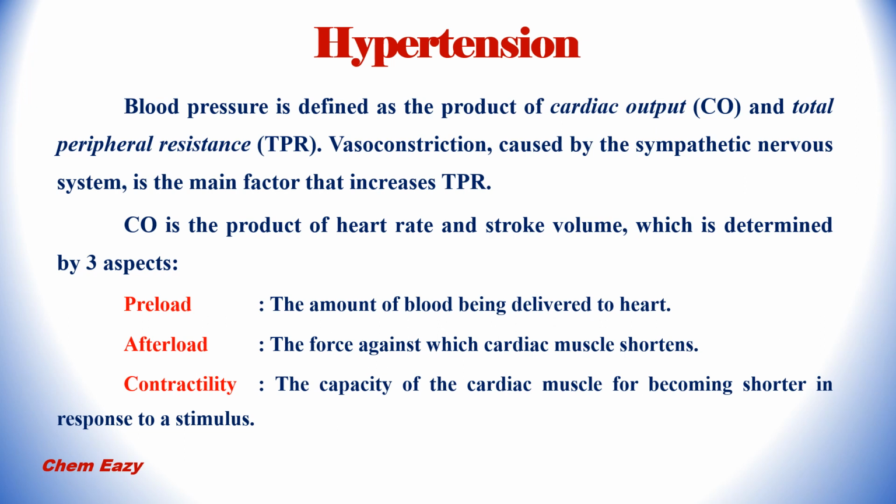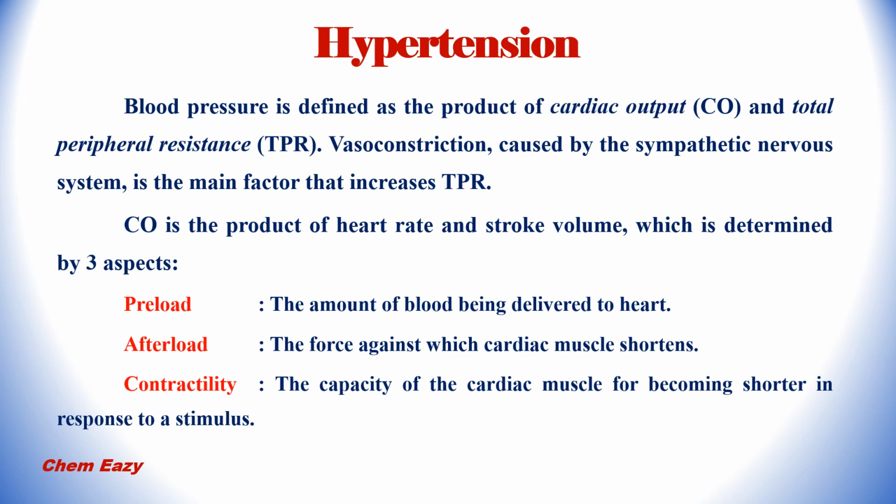Before going to classification, a small introduction about hypertension. Blood pressure, that is BP, is defined as the product of cardiac output and total peripheral resistance. Vasoconstriction caused by the sympathetic nervous system is the main factor that increases total peripheral resistance. Cardiac output is the product of heart rate and stroke volume, which is determined by three aspects.